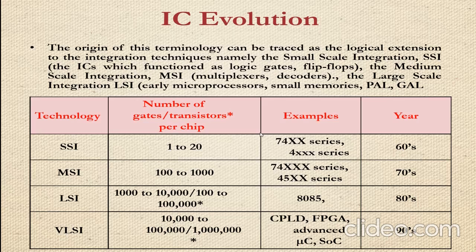Then in the next decade, we entered the technology that is VLSI, very large scale integration technology, in which the number of transistors is increasing day by day. The number is definitely greater than 1 lakh, but there is no higher limit for this technology. As the technology scale is reducing day by day, the number of transistors that we can compact on a single chip is also increasing day by day. The examples are microcontrollers, system on chip, and different CPLD and FPGA devices.